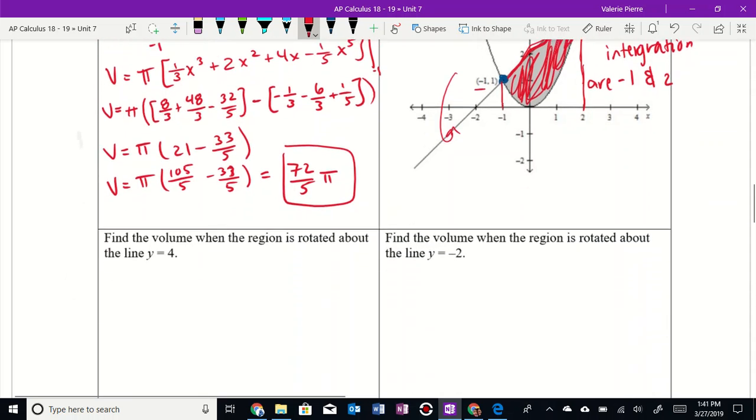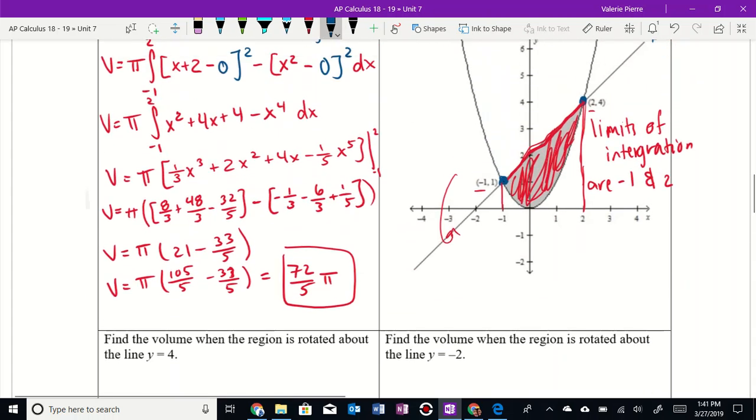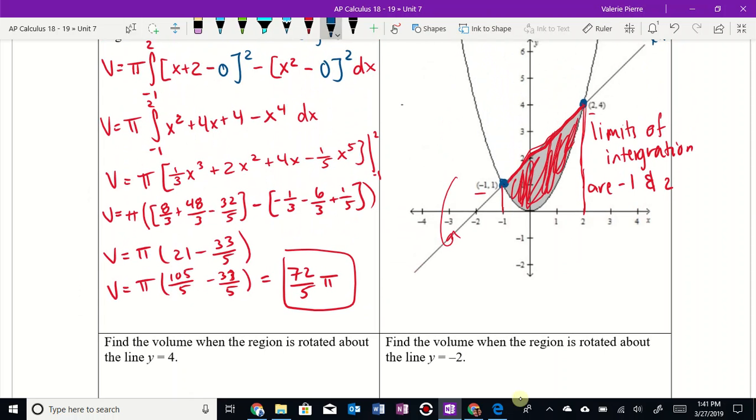Okay, so now we're going to find the volume when the region is rotated about the line y equals 4. So now we're going to rotate this area about the line y equals 4.